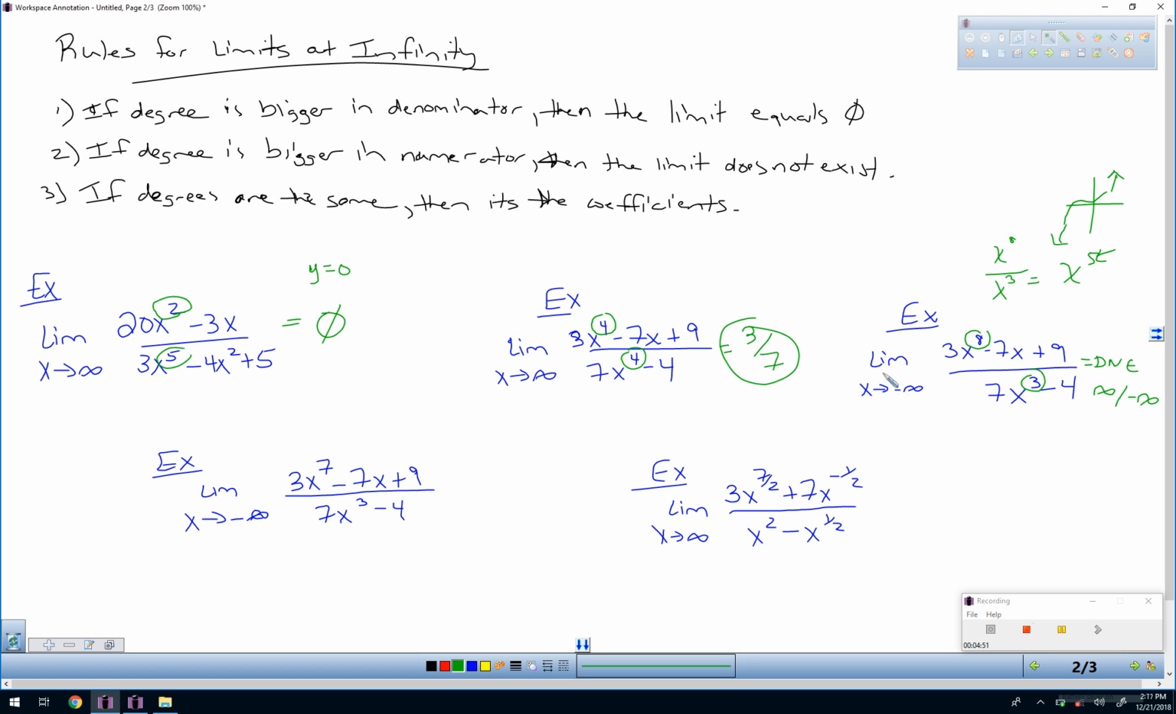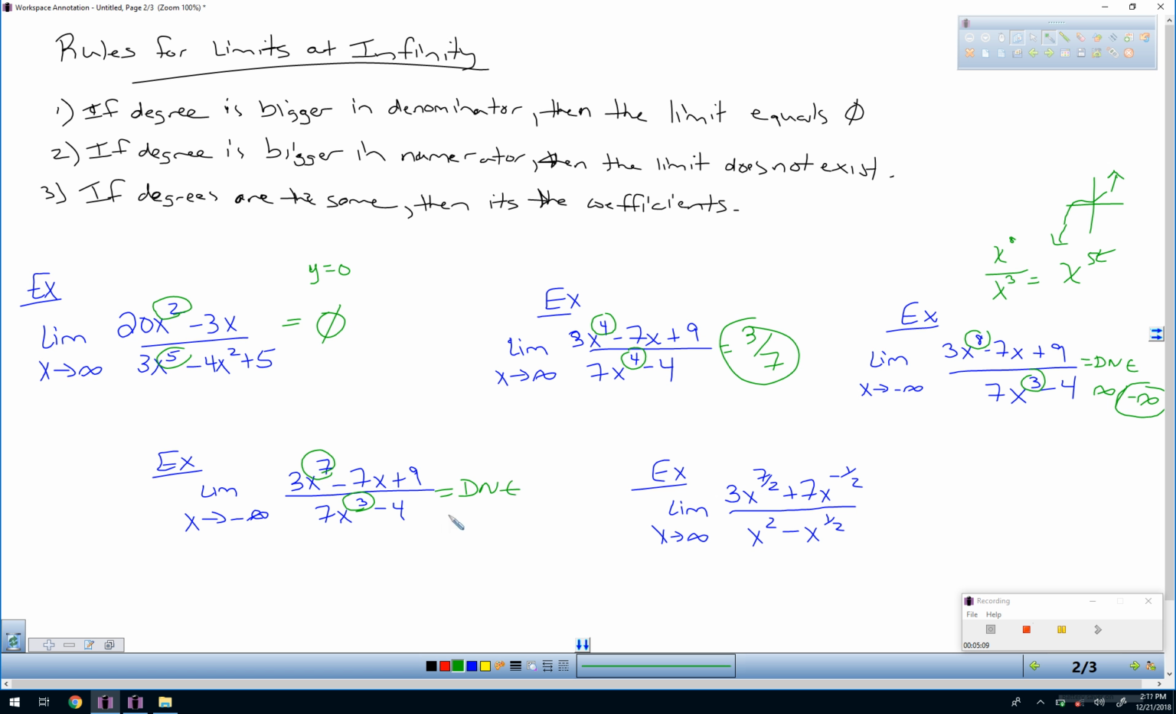So if I was asked to find what the limit is as x approaches negative infinity, so I know it's falling on the left, the answer to that would be negative infinity, but that's still the same thing as does not exist. For the next one, the limit as x approaches negative infinity. Notice that the degree is bigger in the numerator than the denominator. So again, this would be does not exist.